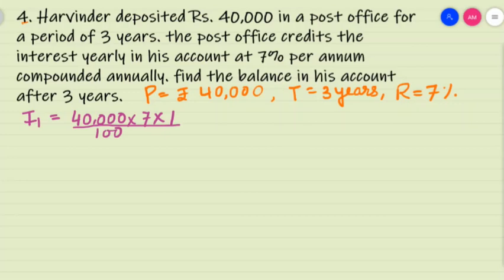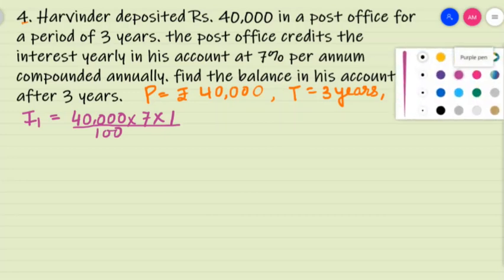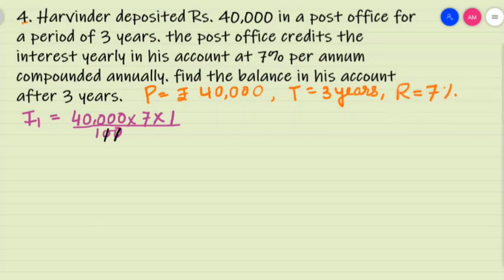Now see, we can cancel the zeros. 0, 0 and 0, 0. Now what amount is left? See here, 7 4s are 28, and how many zeros are left? 2 zeros. So finally 2800 is his interest after the first year.